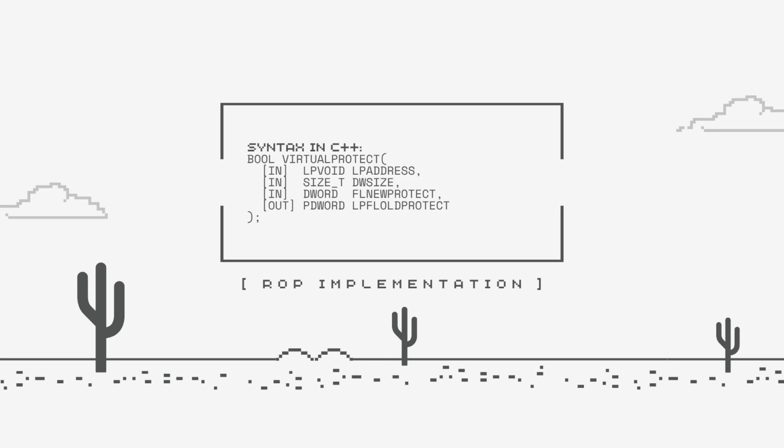FL new protect, the new protection flags. We typically use 0x40, which is PAGE_EXECUTE_READWRITE, meaning the memory becomes readable, writable, and executable. LPFL old protect, a pointer where the function will store the old protection value. We need to provide a writable memory address here, even though we don't care about the old value. When this function succeeds, it returns true, and the specified memory region's protection has been changed.